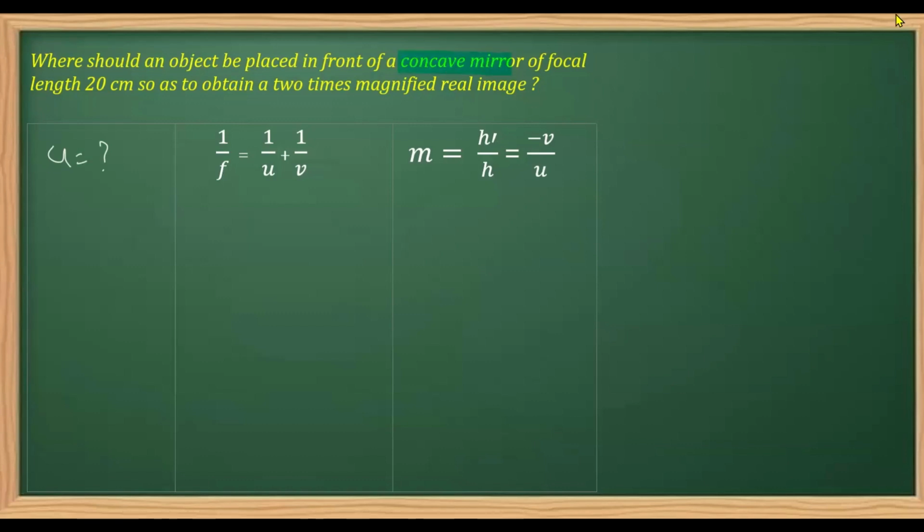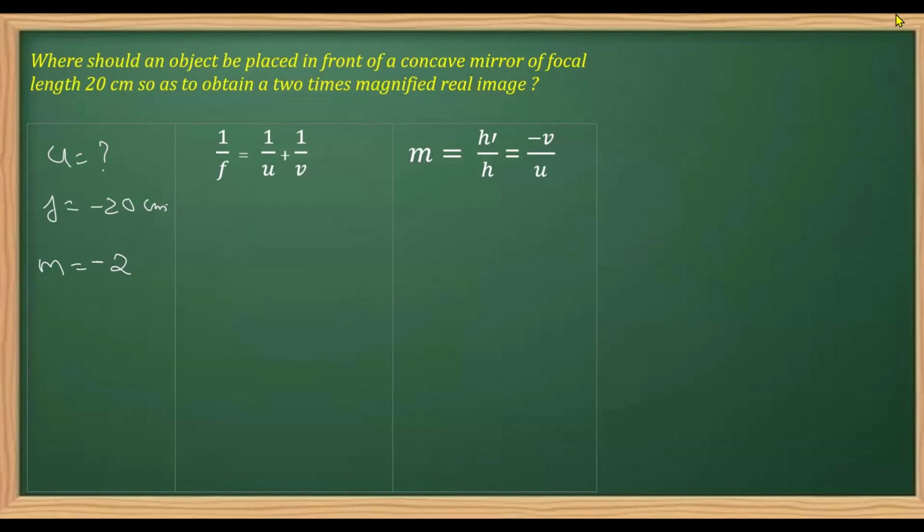And the mirror is what? A concave mirror. And whose focal length? So what we know for a concave mirror, F is negative. So I'll write F as minus 20 centimeter. And we are given the magnification. Magnification M is ordinarily 2, but now you see it's a real image. So in that case, we must place a minus sign over here.